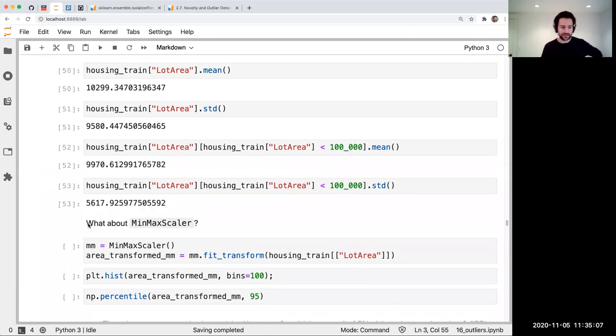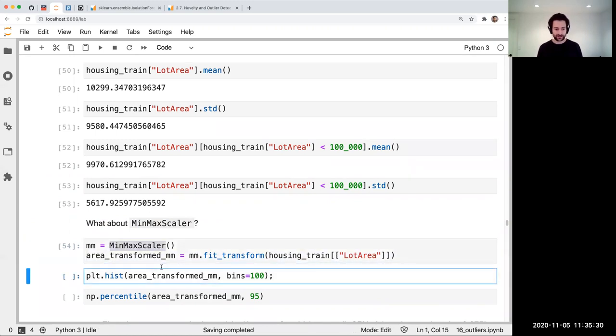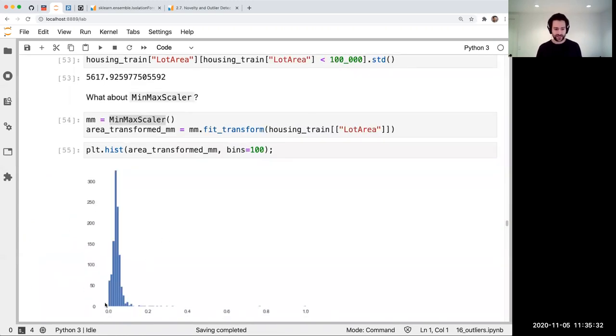Okay, so let's also talk about min-max scalar. We hardly touched min-max scalar in this course, but if you remember way back when we talked about standard scalar, that was standardization. There was also normalization, which squished things to be between 0 and 1. And so what we can do here is transform the lot area with the min-max scalar. And what we see is that min-max scalar puts things between 0 and 1.